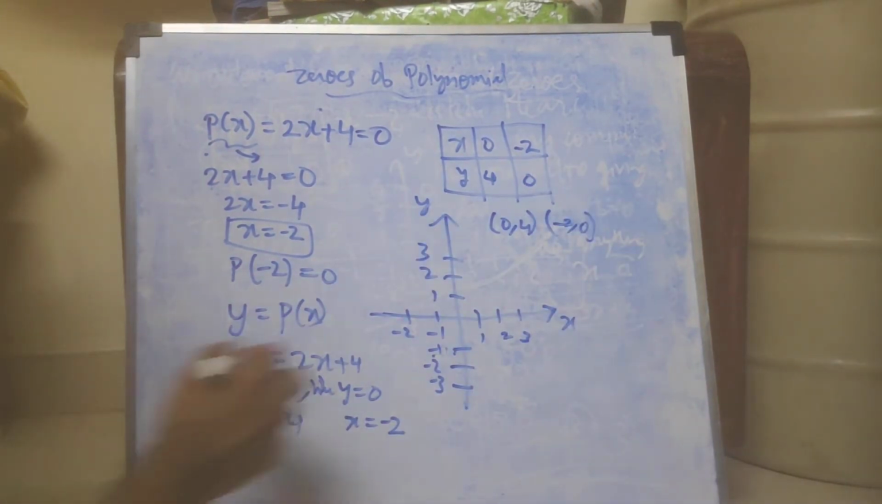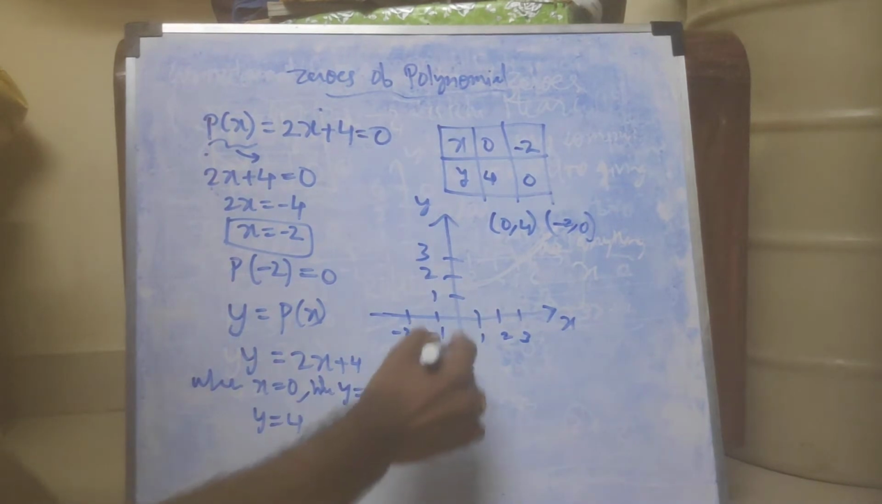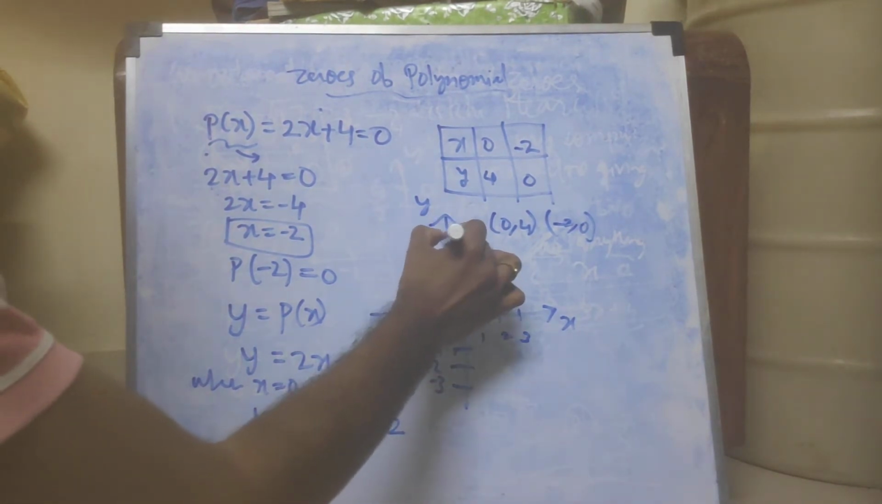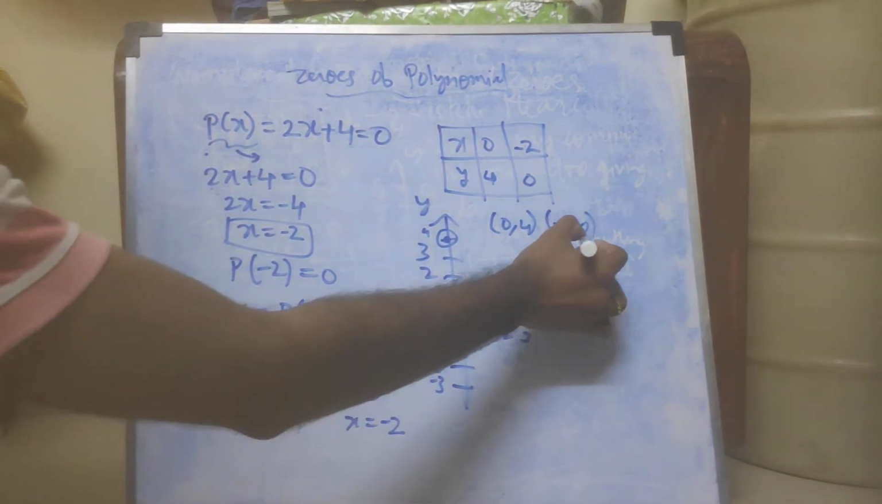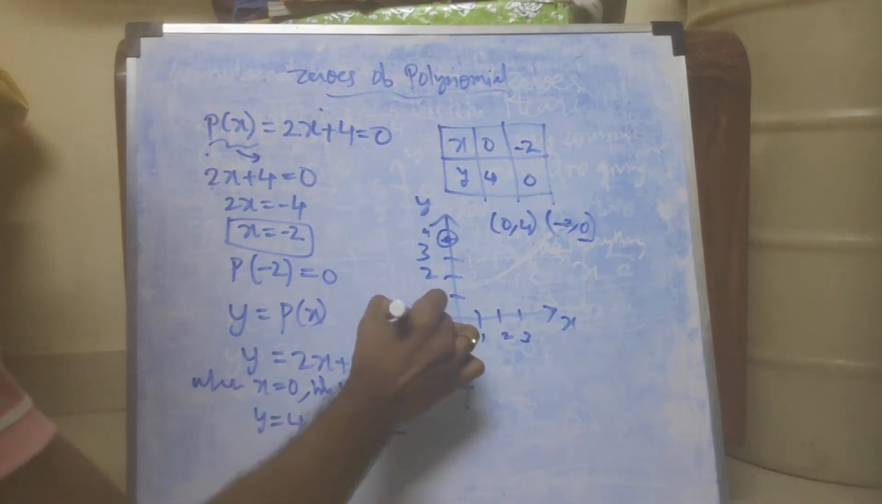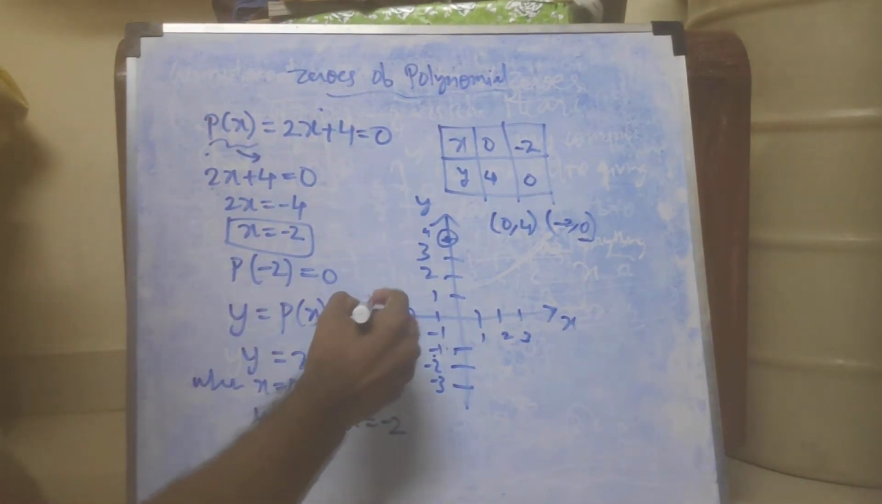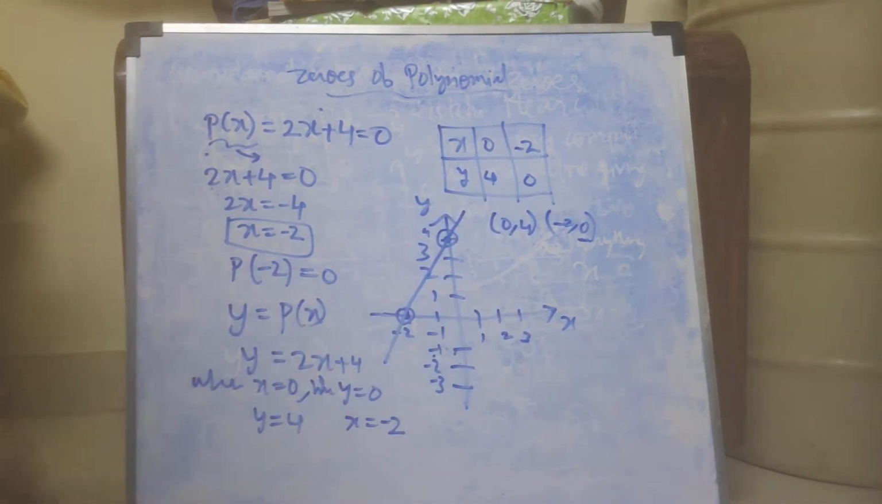The point 0 comma 4 has x equal to 0, so it lies on the y-axis at y equal to 4. This is the point. Similarly, minus 2 comma 0 has y equal to 0, so it lies on the x-axis at minus 2. We join a line connecting these two. This line is the graph of the linear polynomial 2x plus 4.